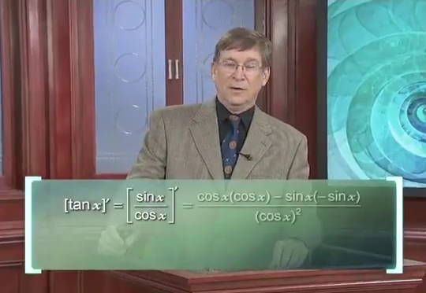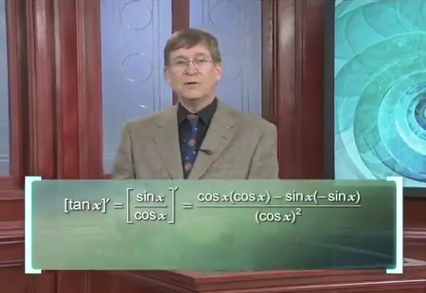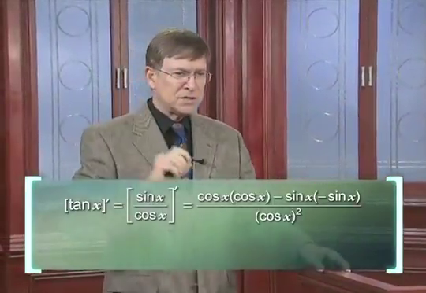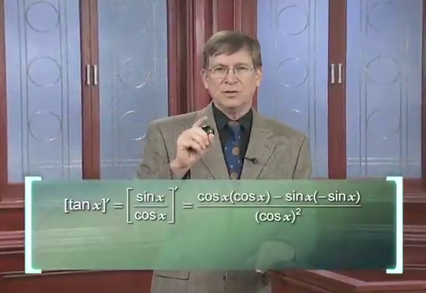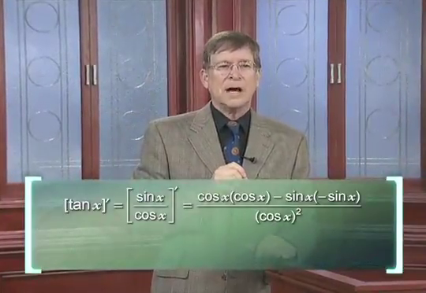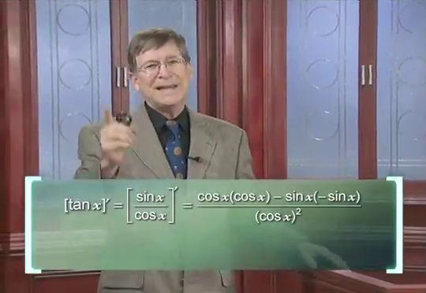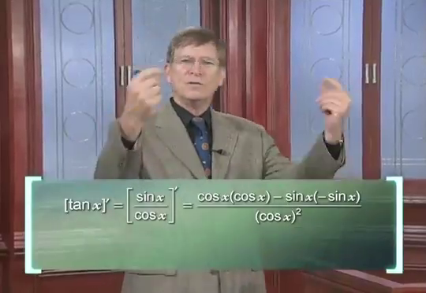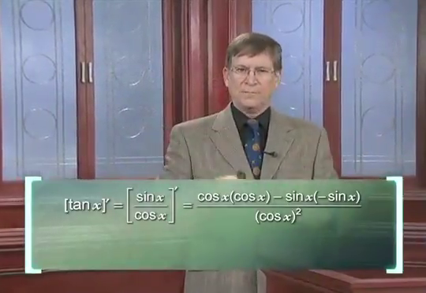Well, tangent is defined to be sine over cosine. That's the quotient of 2 functions whose derivatives we know. So the derivative of the quotient sine over cosine is the bottom, cosine, times the derivative of the top, and the derivative of sine is cosine, minus the top function, which is sine x, times the derivative of the bottom, which is minus sine x. The derivative of cosine is minus sine x, all divided by the bottom squared.